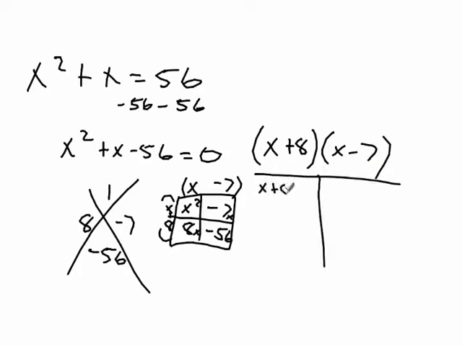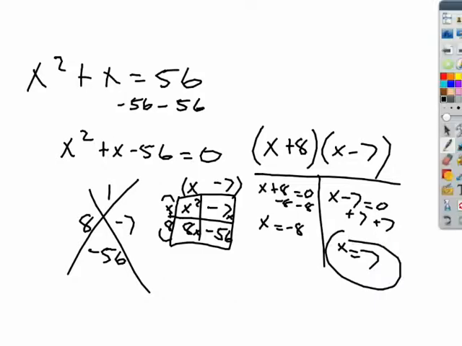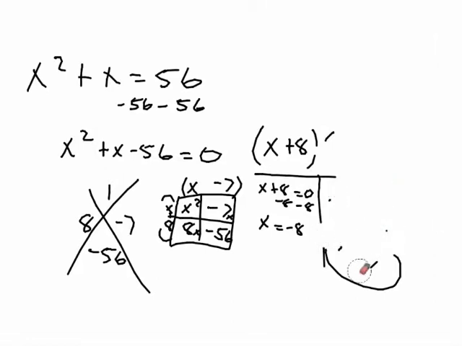Find your x's. x plus 8 equals 0. Minus 8, minus 8. x equals negative 8. Now, what happens is we need a positive number. Tony needs a positive number, so we use the 7. x equals 7. That's your positive number, so the answer is 7. Now we erase, and here we go.